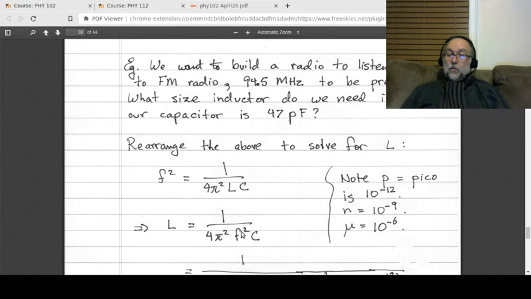All right. And now we're ready to plug in, but we just have to be careful. You haven't seen pico before. You've seen micro, and that's 10 to the minus 6. You've seen nano, which is 10 to the minus 9. Pico is 10 to the minus 12. There are really tiny capacitors that are down in the 10 to the minus 12 farads, and these are basically picofarad capacitors. So this capacitor is 47 picofarads, and pico there you're going to replace with 10 to the minus 12.